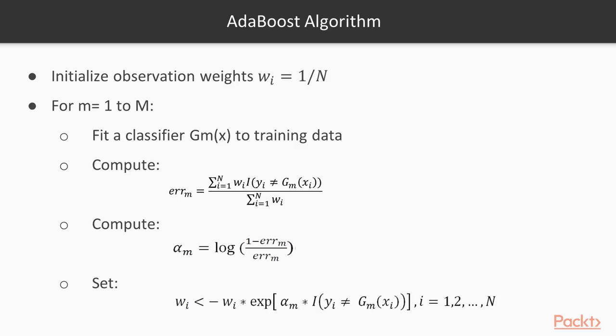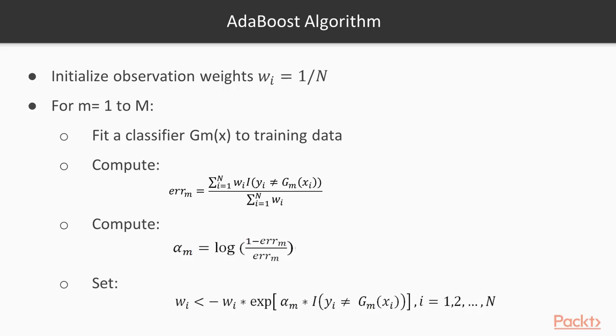Let's have a look at the algorithm for AdaBoost. First, we will initialize the observation weights, w sub i, which is equal to 1 by n, where i is equal to 1, 2 till n, where n is the number of observations. Now, for m equal to 1 to M, we have to fit a classifier G sub m of x to the training data using weights w sub i.